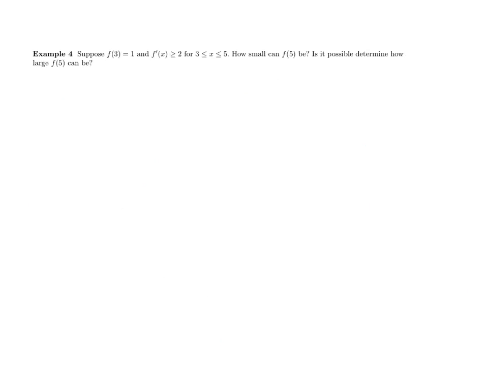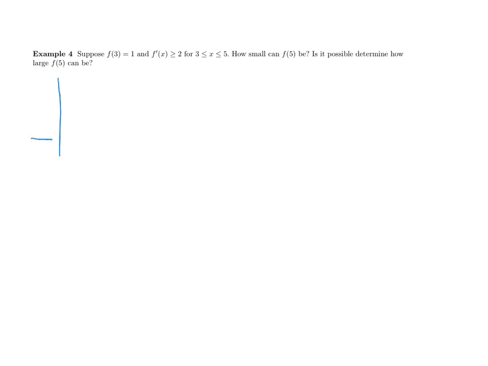In example 4, let's suppose that f of 3 is equal to 1, and we also know that the derivative of the function is always 2 or more, and that happens when you're between the x values of 3 and 5. The question is how small can f of 5 be? All right, to see what's going on with this problem, let's draw a picture.